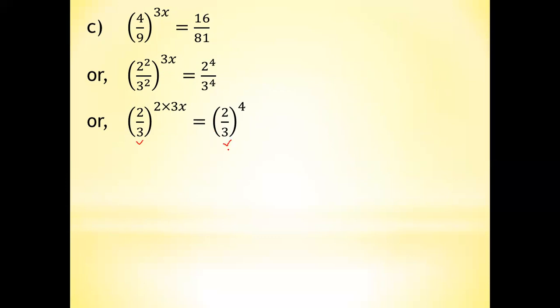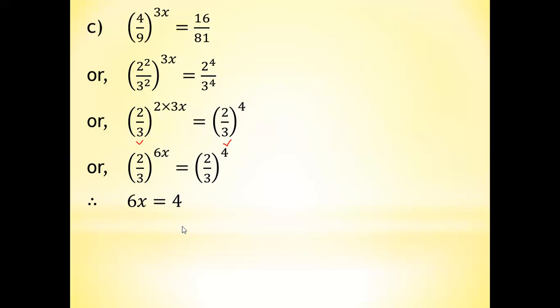That means both the left-hand side and right-hand side bases are the same. So we know that if the bases are the same, then the powers will also be the same. So by taking the help of the axiom of exponential equations, 6x will be equal to 4. So that means 6x = 4.